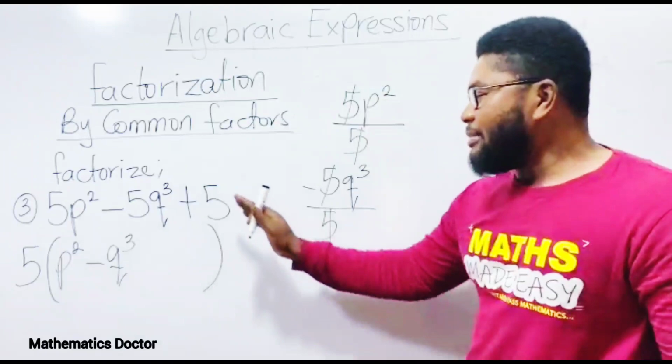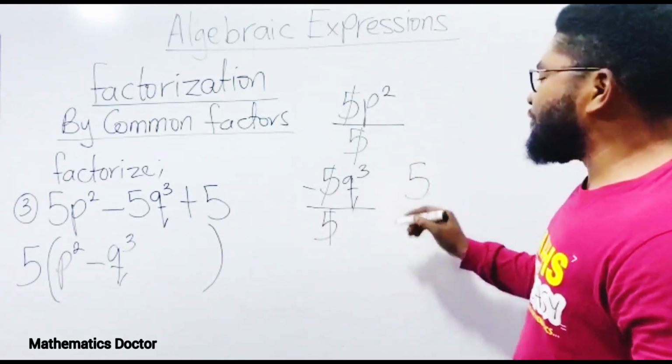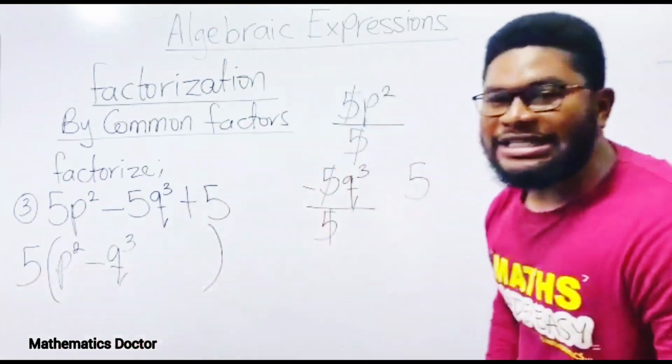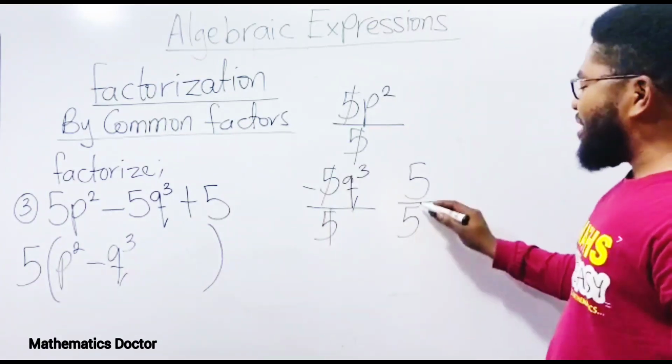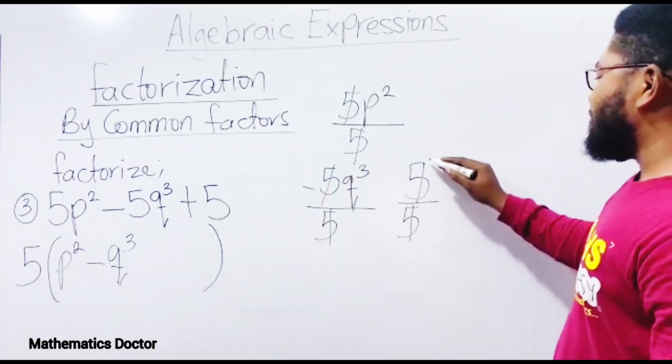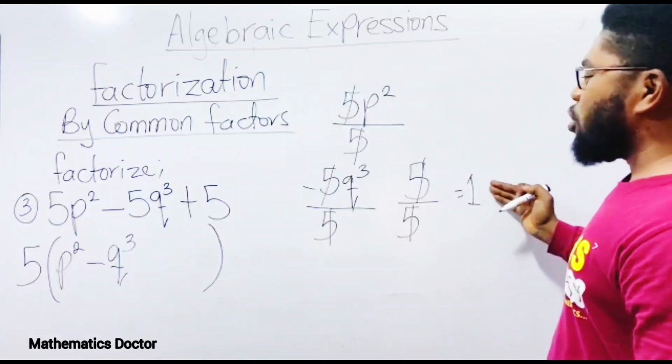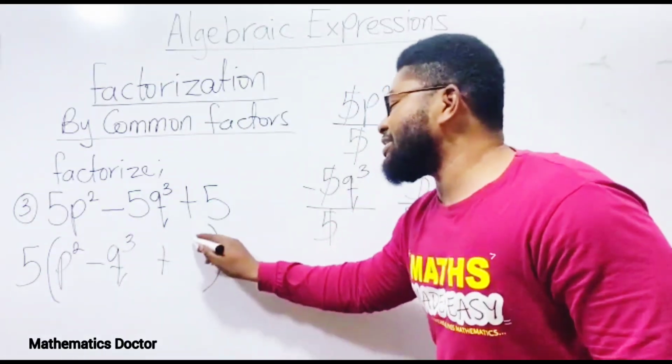The final term is 5. We divide it by the common factor, which is 5. So 5 divided by 5: 5 here is 1, 5 here is 1. The answer will be 1. So we'll write positive 1, which is plus 1.